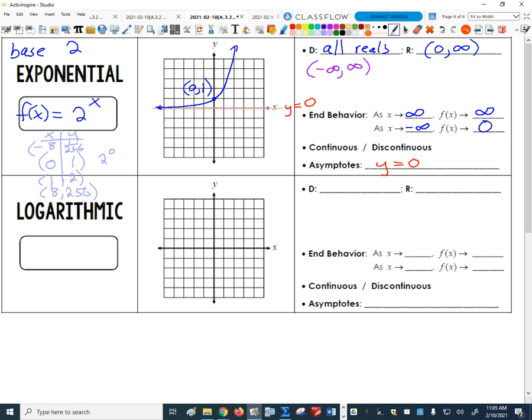Okay. And pretty clearly this is continuous, isn't it? Because I can graph the whole thing without ever picking my pen off the board. Okay. I would need a lot of ink to do that because it's infinite, but I could do it without ever picking my pen off the board.